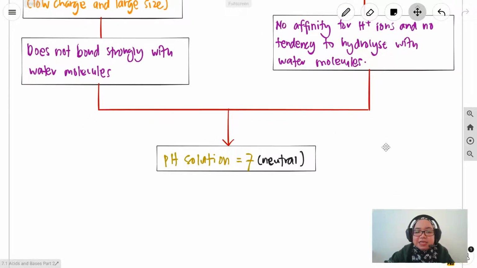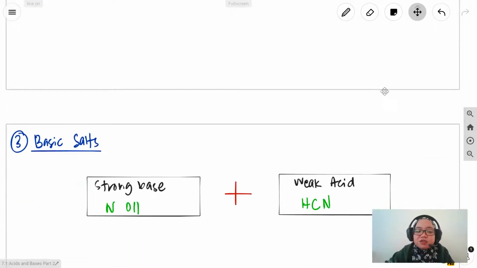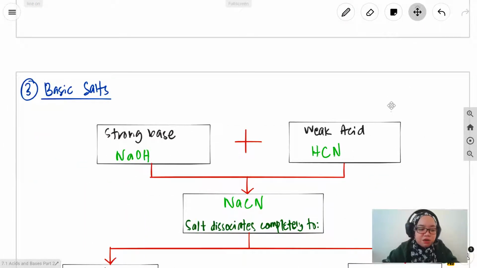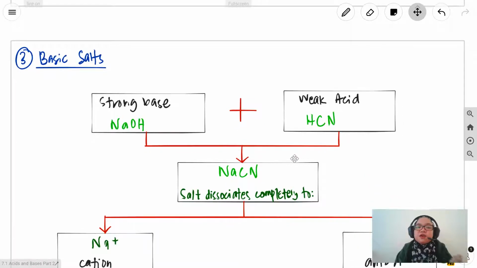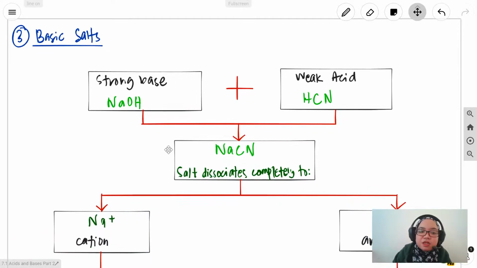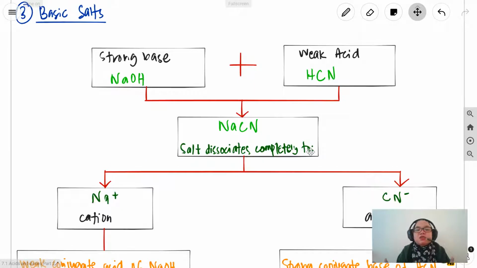Alright. Now we are going to look at the last type of salt, which is basic salt. This basic salt is the product of the reaction of a strong base and a weak acid. We have an example here. The strong base is sodium hydroxide and the weak acid is HCN. When these two react together, they will form salt, which is NaCN salt, and water. This NaCN salt will dissociate completely to Na+ cation and CN- anion.